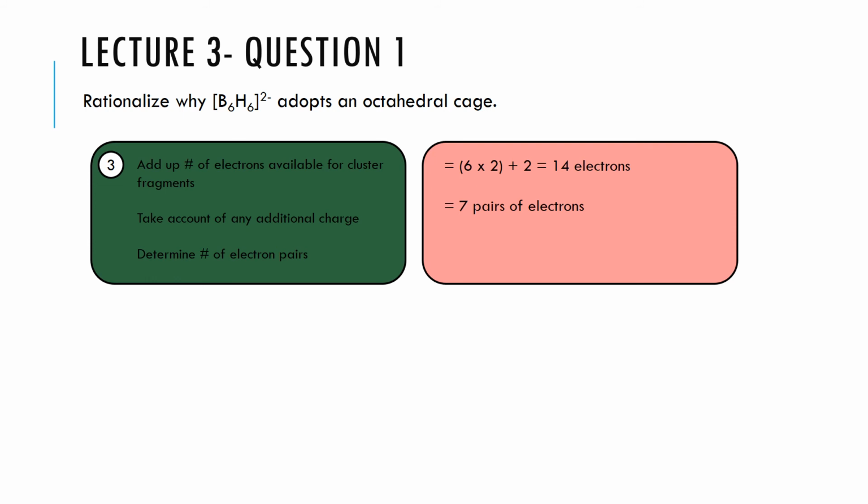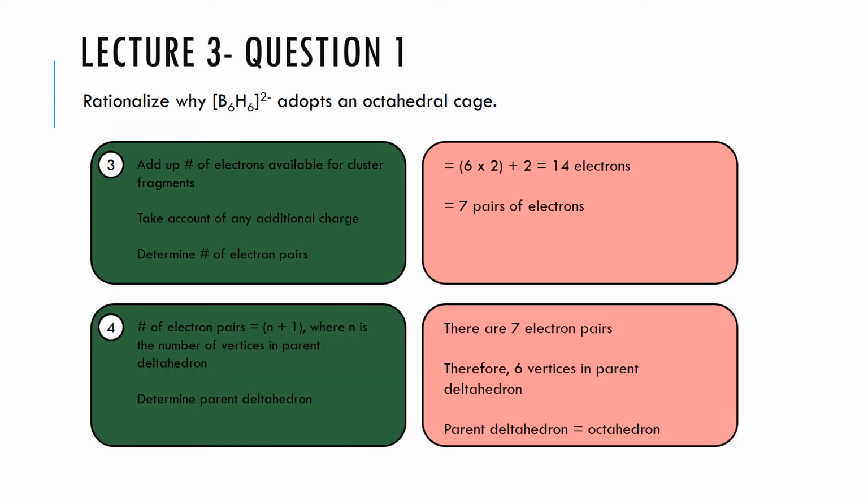We've then got to add up the number of electrons that are available for cage bonding and take into account any charge in the system. So here we've got a 2- charge, so we know we've got 2 extra electrons within the cage, and we can use this and sum the number of electrons here to work out the number of electron pairs. So we've got 6 BH units here multiplied by 2 because each BH unit provides 2 electrons, plus 2 electrons when we take into account the additional charge in the system, which brings us to 14 electrons and 7 electron pairs.